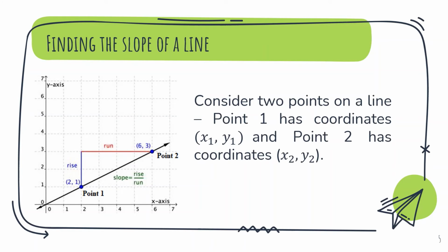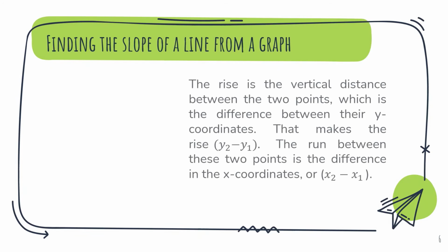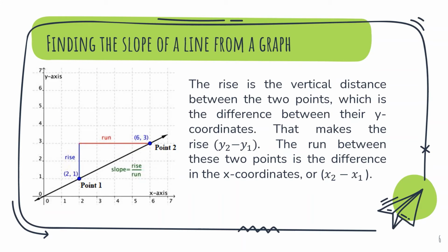By finding the slope of a line, consider 2 points on the line, point 1 and point 2. Point 1 has coordinates x sub 1 and y sub 1, and point 2 has coordinates x sub 2 and y sub 2. The rise is the vertical distance between the 2 points, which is the difference between their y coordinates. That makes the rise y sub 2 minus y sub 1. The run between these 2 points is the difference in the x coordinates, or x sub 2 minus x sub 1.